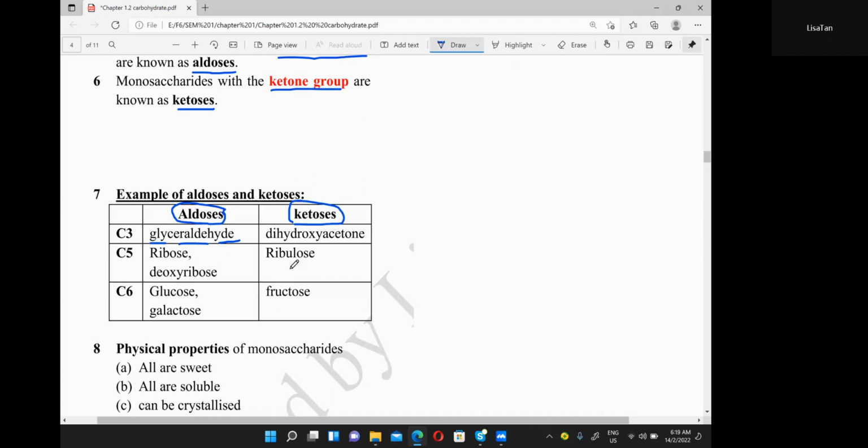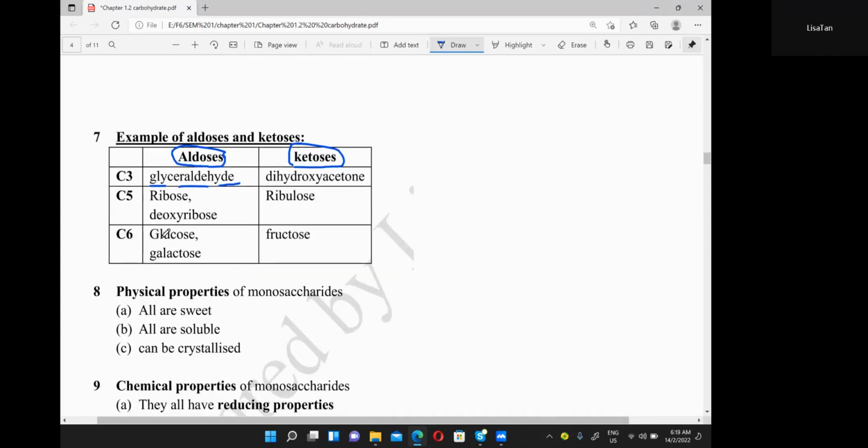For ketoses, ribulose has a ketone group. For carbon 6, glucose and galactose are aldoses, whereas for ketoses, fructose for carbon 6.